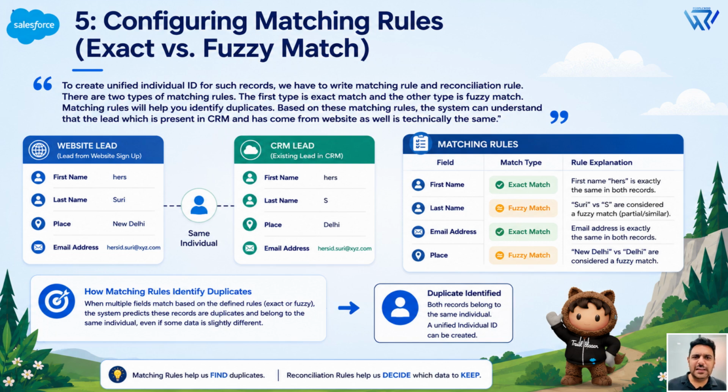So these are the matching rules. Matching rules will help you identify duplicates. Based on these matching rules, the system can understand that the lead which is present in CRM and has come from the website as well is technically the same person.